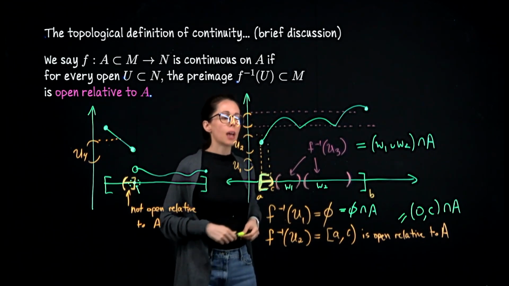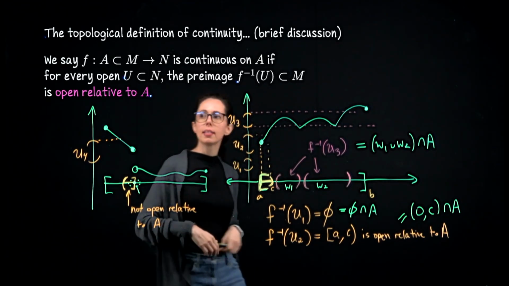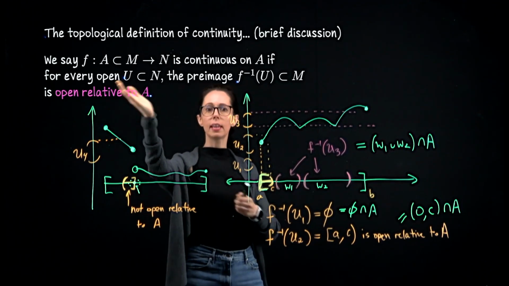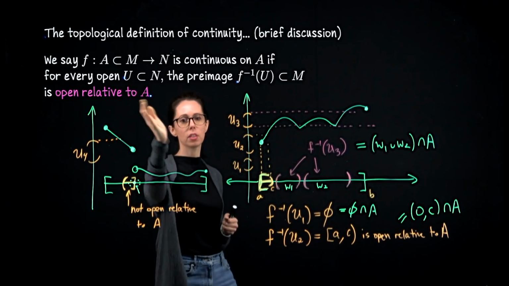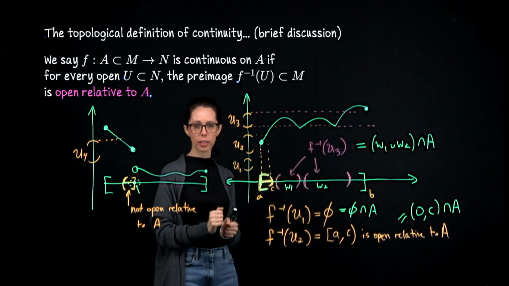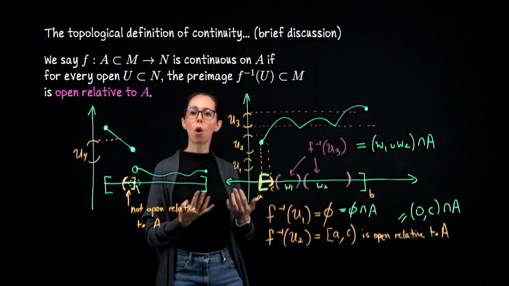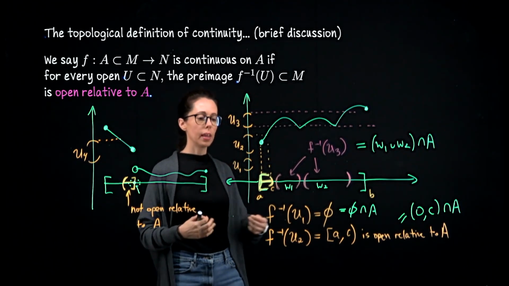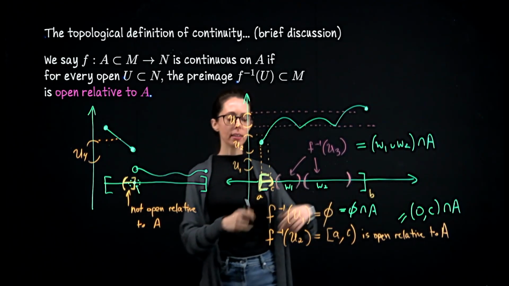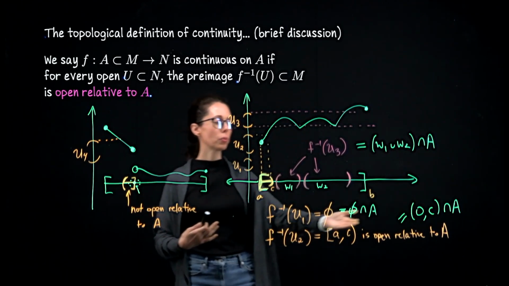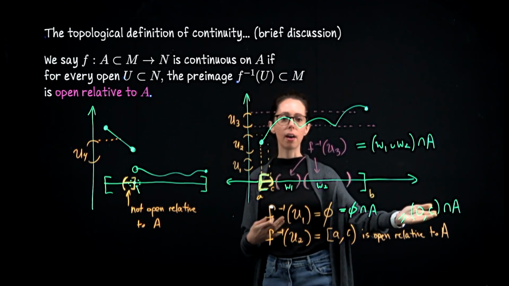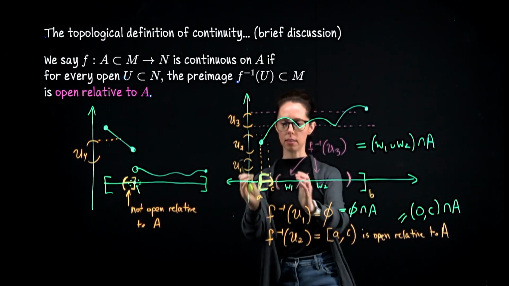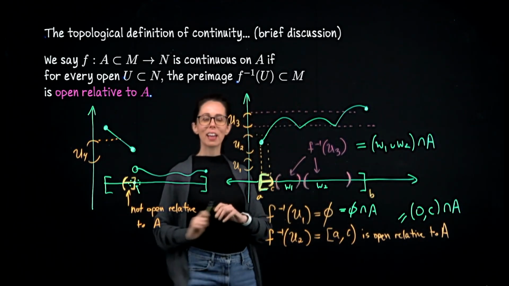Okay, so the topological definition of continuity is that the preimage of any open subset of the codomain is open relative to the domain. The two ways you can think about that: if the domain was the whole starting metric space, it would just be open. Or if the domain is a proper subset, then any preimage can be written as the intersection of an open set and the domain. So here this is 0 to C.